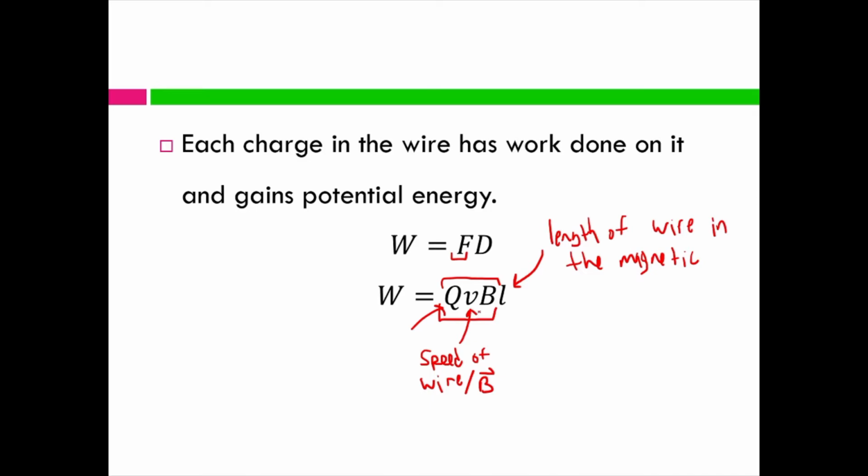In some cases, it's easier to move the wire. In some cases, it's easier to move the magnetic field. So what you're moving is very context dependent.